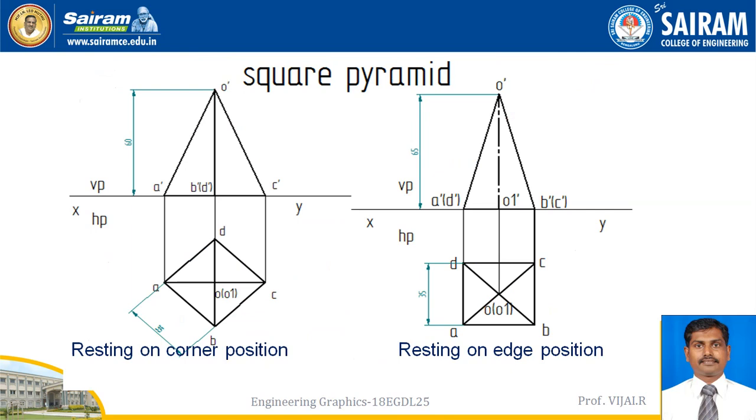Now let me see a square pyramid, the resting corner position and edge position, which we have already seen in prior problems. In the corner position, the pyramid is resting on one of the corners, so we are going to tilt it on this corner, that is C. The axis inclination to HP we will do in this case. For resting on edge position, we keep it like this, and this side CB is kept as the resting position. We are going to tilt this front view and we can draw. These are the earlier problems we have seen.